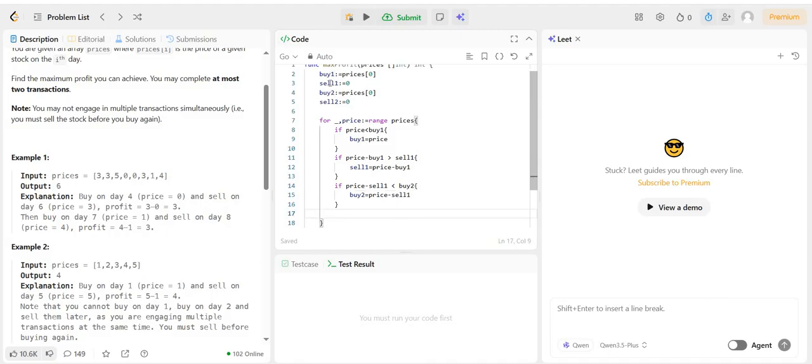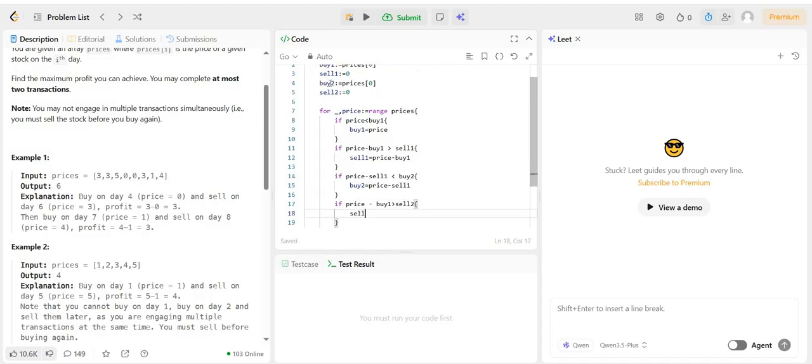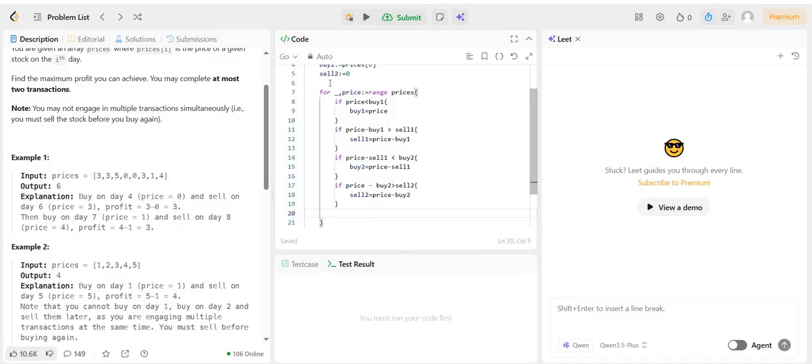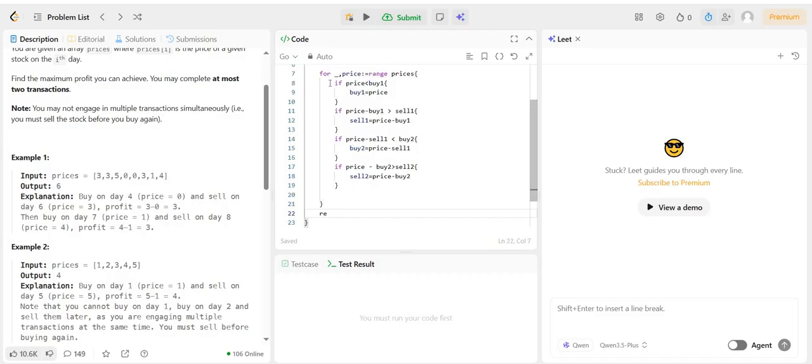Now sell2 we have to calculate. So price minus buy2 is greater than sell2, so sell2 equal to price minus, sorry, here it will be buy2, price minus buy2, and we will return sell2.